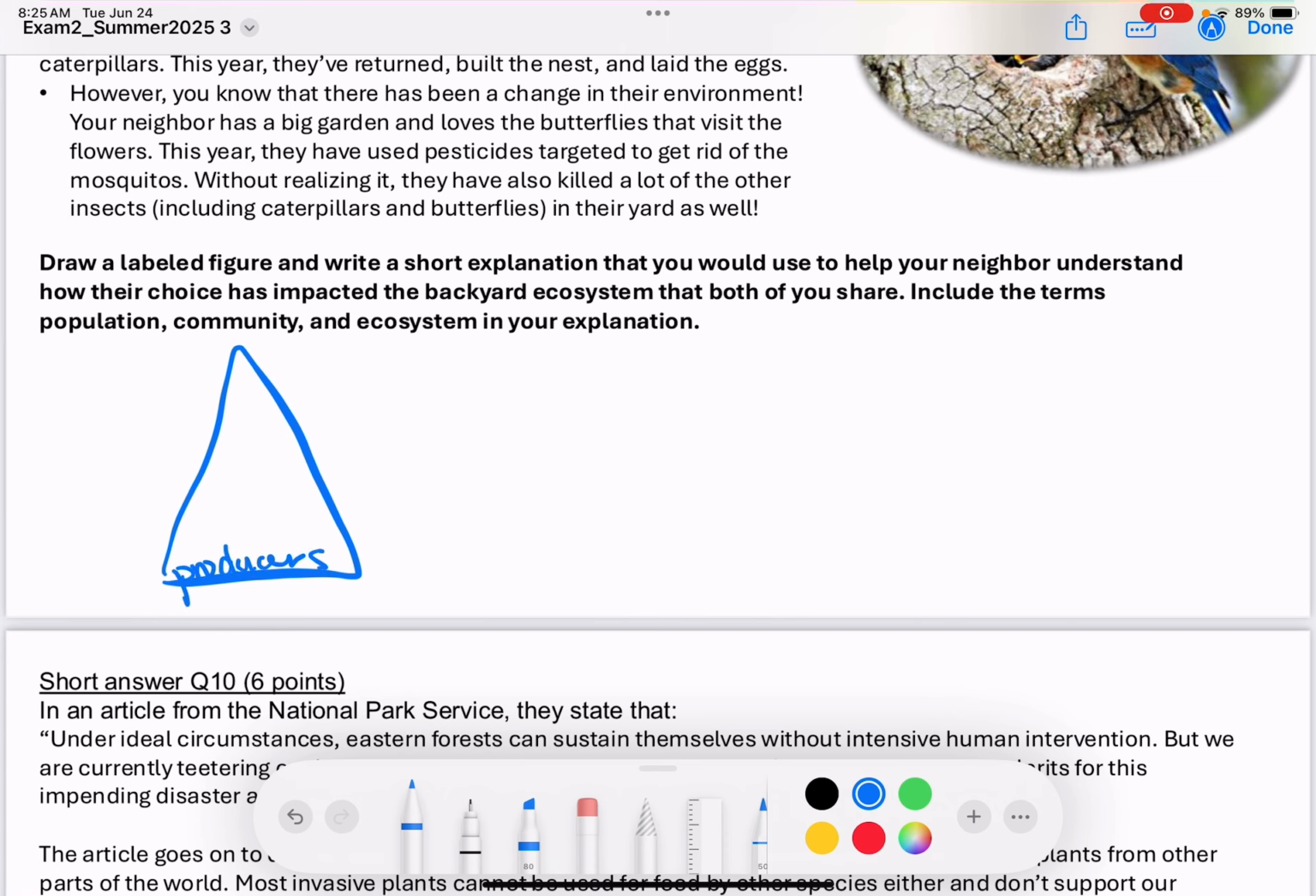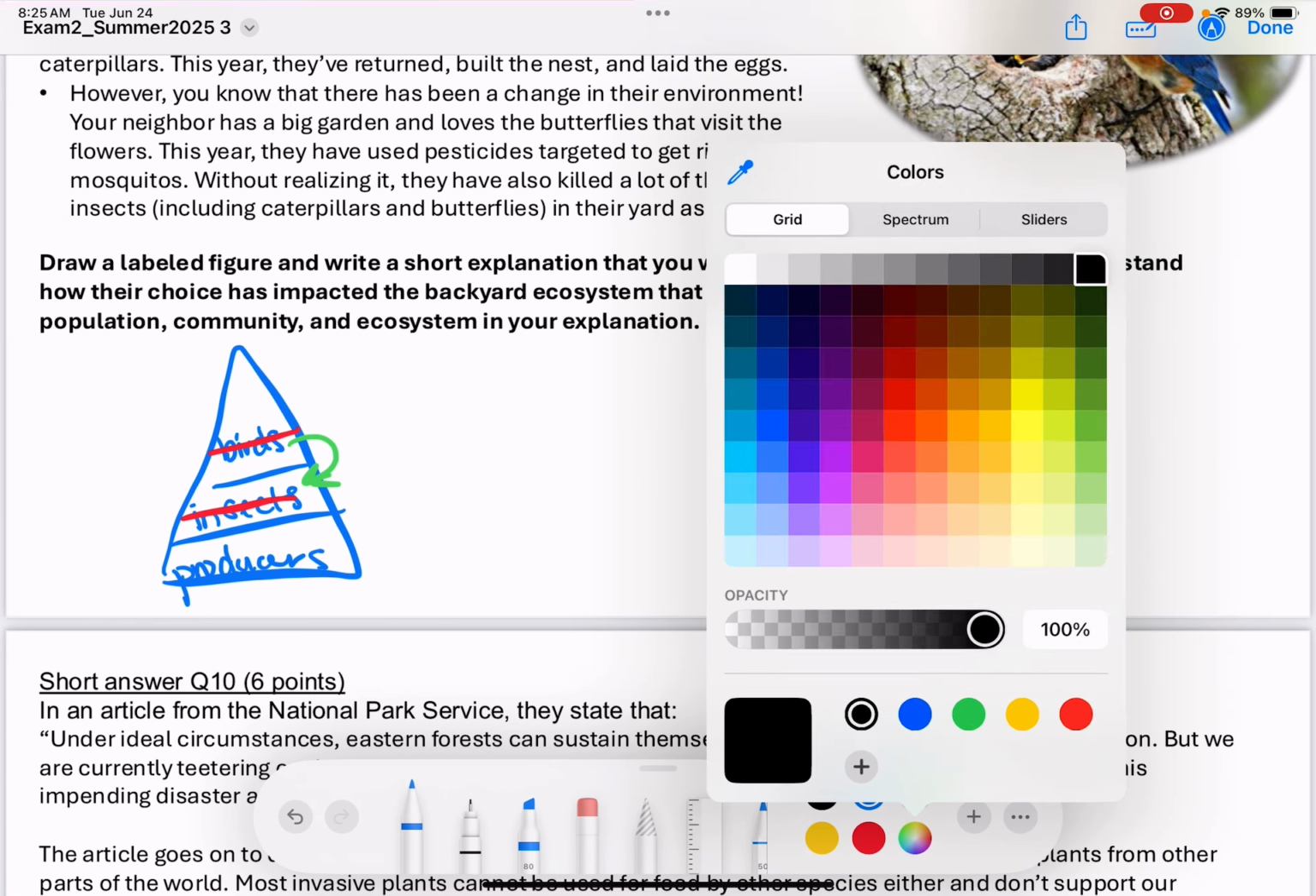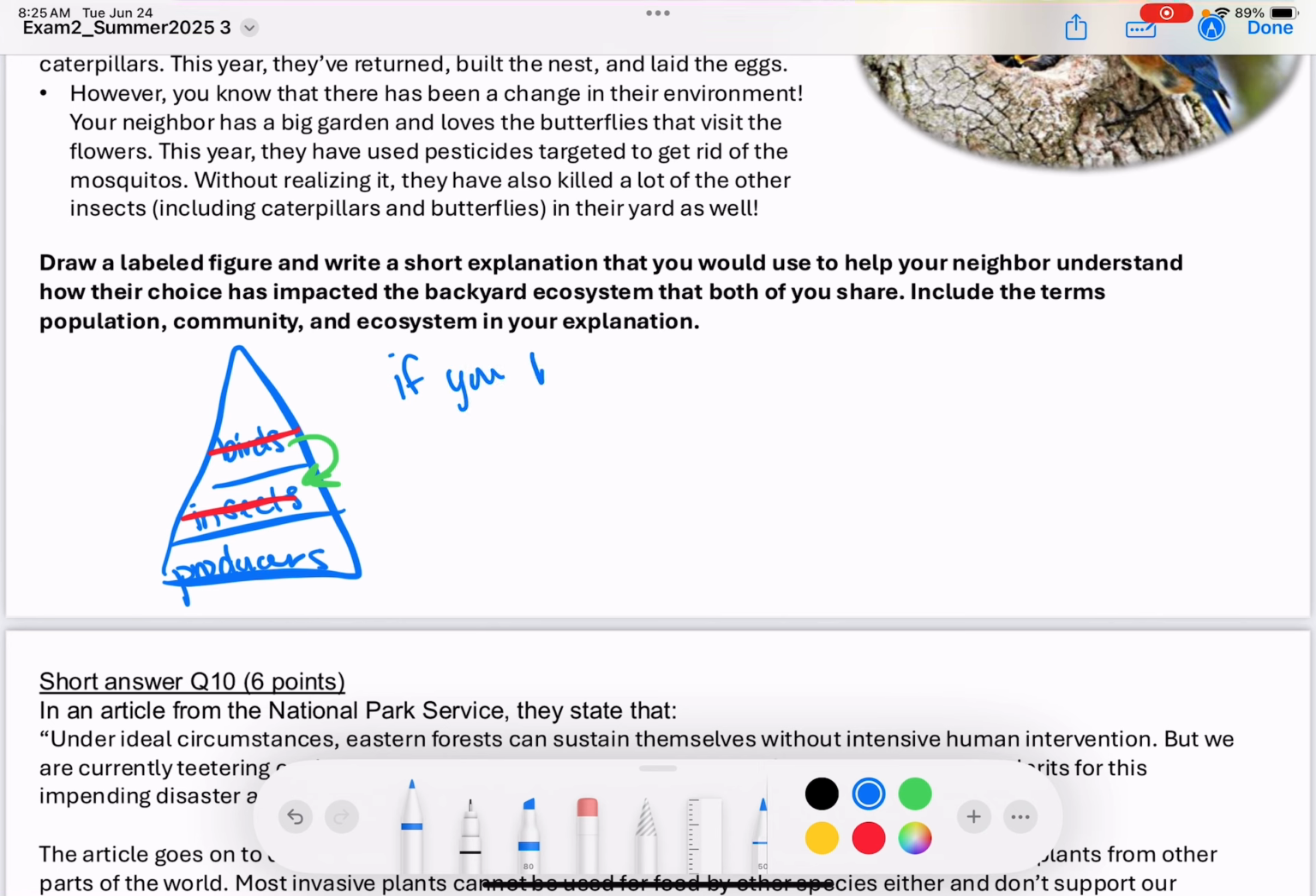I accepted a lot of things. There's producers, then we have the insects, and then we have the birds, right? And so the insects are eating the producers, but you don't really care about that part. What you really care about is that the birds are eating the insects, right? And so if you kill all the insects, then the birds also die, right? So you could just write that out in some way. And you could have added these terms in multiple ways. I'm just doing one of them.